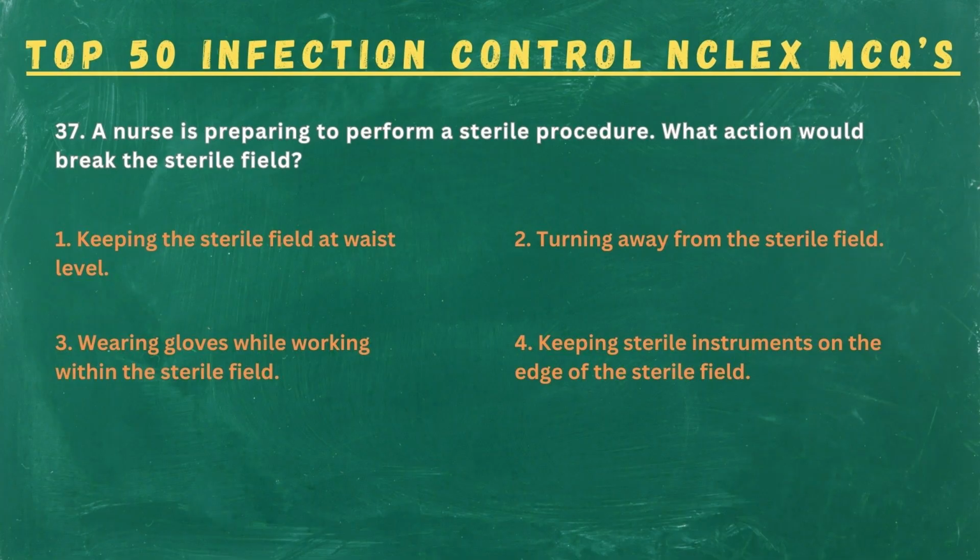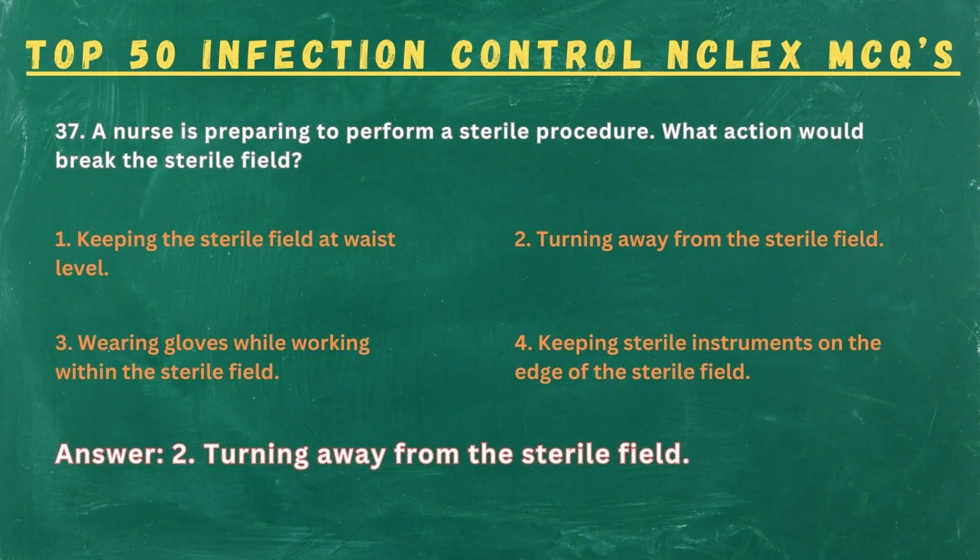37. A nurse is preparing to perform a sterile procedure. What action would break the sterile field? 1. Keeping the sterile field at waist level. 2. Turning away from the sterile field. 3. Wearing gloves while working within the sterile field. 4. Keeping sterile instruments on the edge of the sterile field. Answer: 2. Turning away from the sterile field.